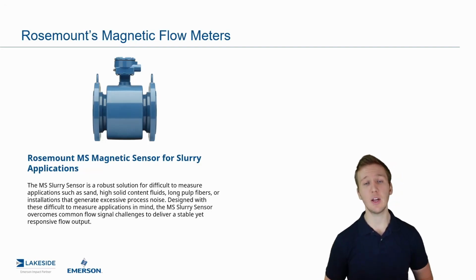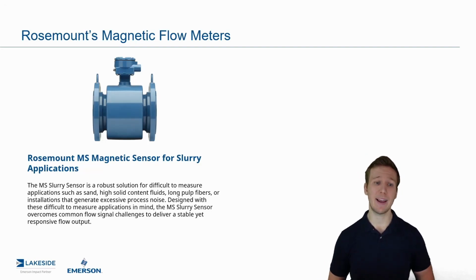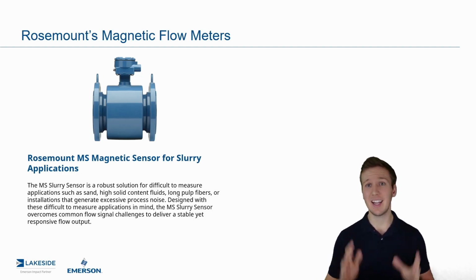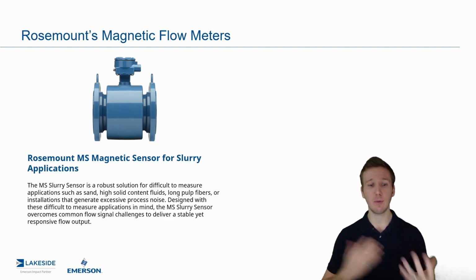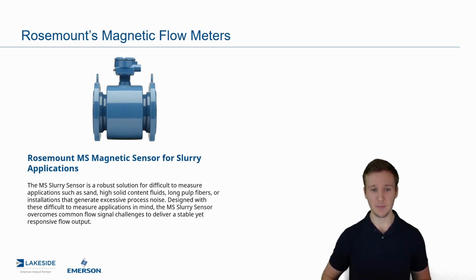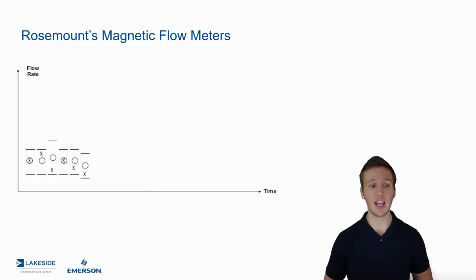And in today's episode, we're continuing our discussion around Rosemount magnetic flow meter technologies. In particular, we've been talking through our solutions for slurry applications, and today we're talking about adaptive signal processing, which is a new feature, part of our slurry solutions. So to understand this, let's look at a graph. On the x-axis, we have time, and on the y-axis, we have flow rate.